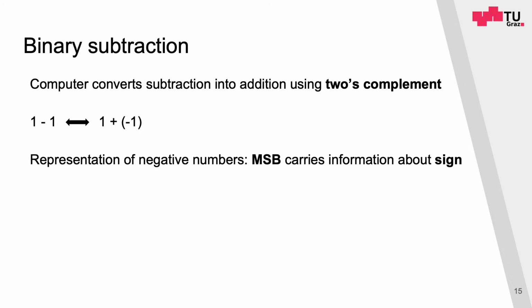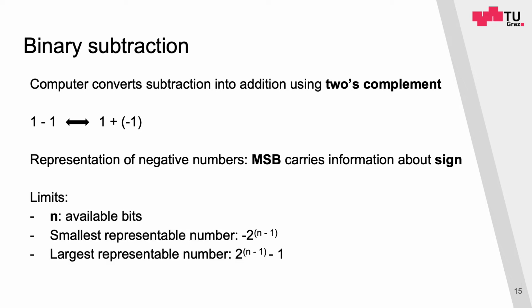And to do so, the MSB, the most significant bit, carries the information about the sign of the number. And we have some limits there. So when we think of that we have only n available bits to store our number, and the MSB, which is the leftmost bit, carries the information about the sign, then we only have a limited number of representable numbers. So the smallest representable number is then minus 2 to the power of n minus 1. And the largest representable number is 2 to the power of n minus 1 minus 1. Since 0 is counted as a positive number, we need to subtract 1 there.